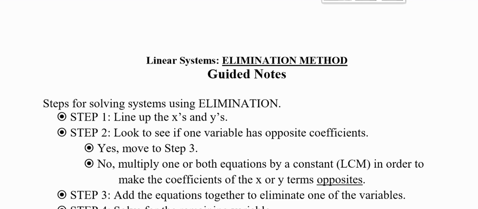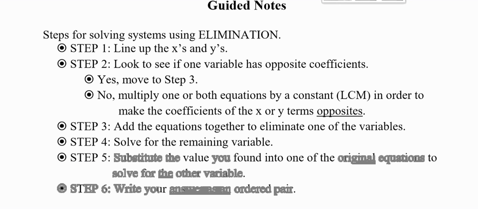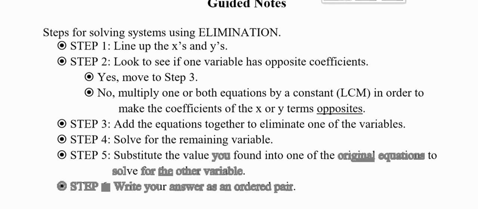So looking at the linear systems elimination method, we're just going to look at the different steps to solve systems using the elimination method. First off, line up all the x's and y's. You want to make sure the x's are on top of the x's and the y's are on top of the y's. Step 2 is you're going to look to see if one variable has opposite coefficients. So that would be like 2 and -2, or 5 and -5. They're opposites. If yes, then you're going to move to step 3.